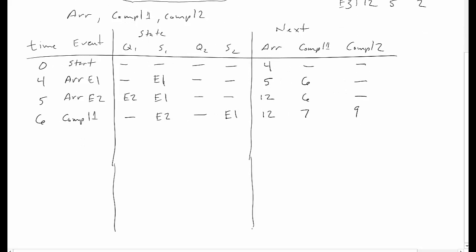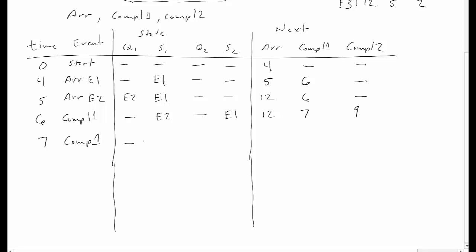So now we have entities at both servers. We look at the next event. The next event is going to happen at time 7, which is a completion on 1. So we jump ahead to time 7. We have a completion on 1. And so what happens? Well, E2 has finished processing, and it's going to go to Q2 because server 2 is busy.